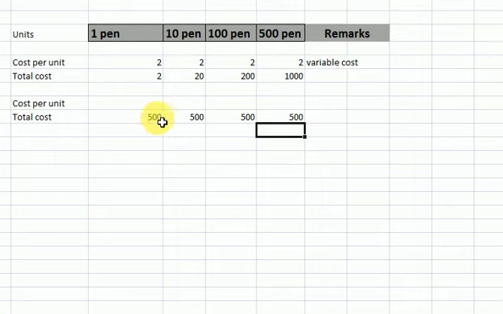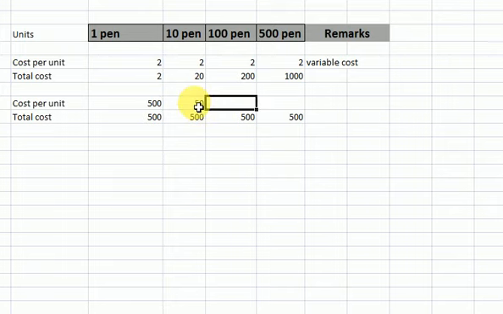If the total cost remains the same, the cost per unit will change. Look here, total cost is 500 and units is 1 pen. So what is the cost of 1 unit? 500 divided by 1 is equal to 500. Now the total cost is 500, but the number of units is increased to 10. So 500 divided by 10 is equal to 50.